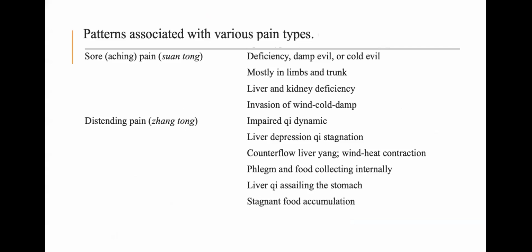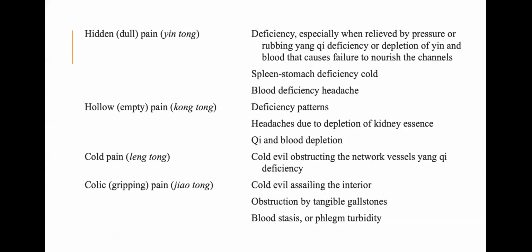The patterns associated with various pain types. So if it's sore or aching pain, it's deficiency, damp evil, or cold evil, mostly in the limbs and trunk, liver and kidney deficiency, invasion of wind, cold, and damp. If it's distending pain, it's an impaired qi dynamic, liver depression, qi stagnation, counterflow liver yang, wind heat contraction, phlegm and food collecting internally, liver qi assailing the stomach, stagnant food accumulation.